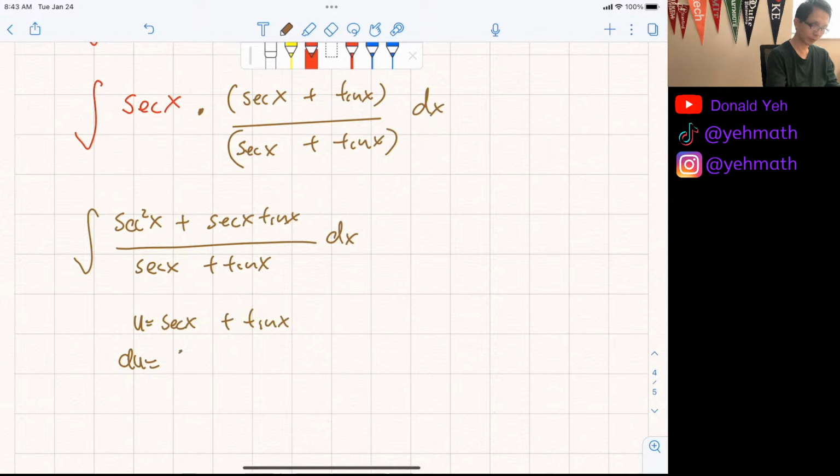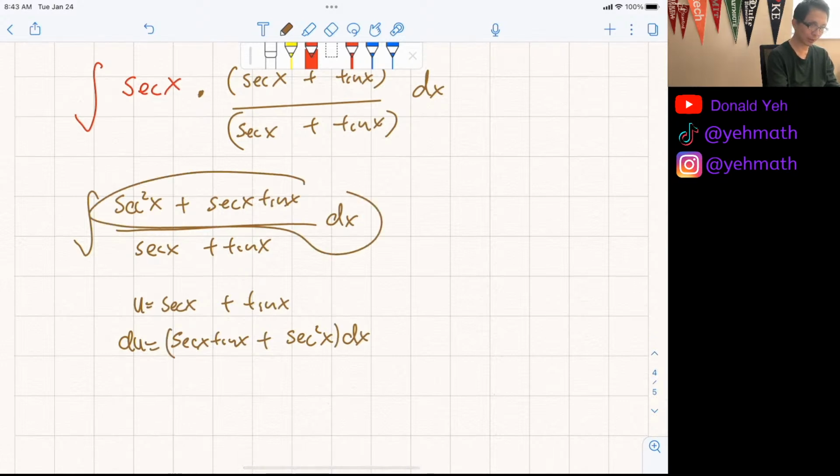Secant x plus tangent x, times what? Secant squared x. Does that look awful familiar? How convenient. It looks like exactly what's on the top, just in a different order. But since it's adding, it doesn't care. Do you see that? So can I replace all those with du?